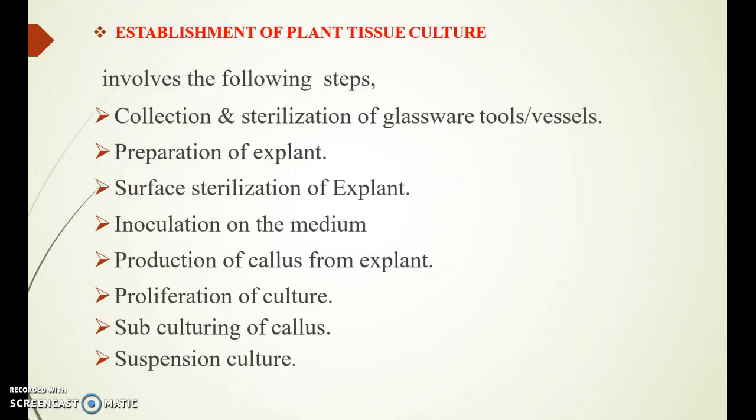So how to establish plant tissue culture? It mainly involves the following steps: collection of the plant, collection and sterilization of the glasswares, tools and vessels, and then preparation of the explant, surface sterilization of the explant, inoculation on the medium, production of the callus from the explant, proliferation of the culture, subculturing of the callus, and suspension culture.